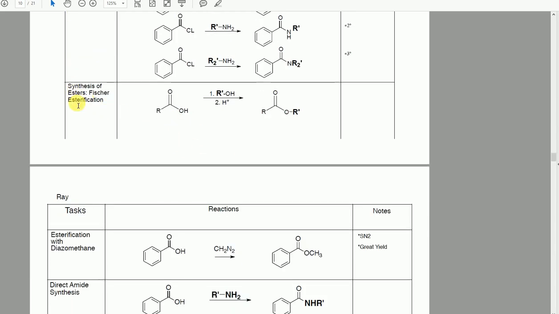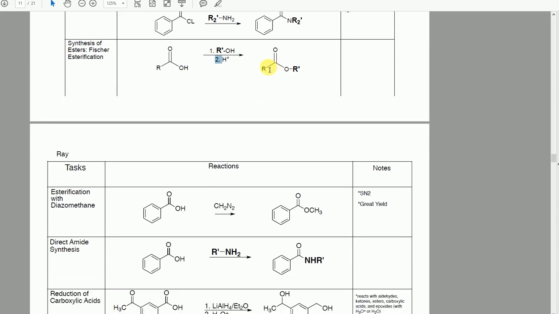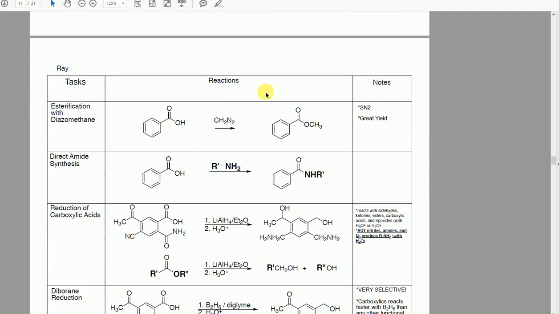Here we have an old reaction that you should know already, Fischer Esterification, so carboxylic acid plus an alcohol in the presence of H+. This is not step 2. This should be with it, this is one step. And small changes are required. So you form the ester.